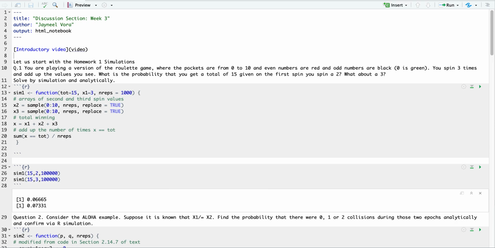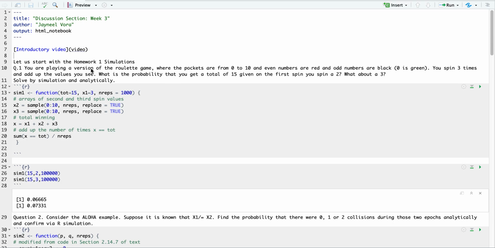This particular discussion just goes over the homework questions, gives you a little conceptual theory of expectations and variances, and also gives you a simulation on the Monty Hall problem. So without further ado, let me just start with the homework 1 simulations.